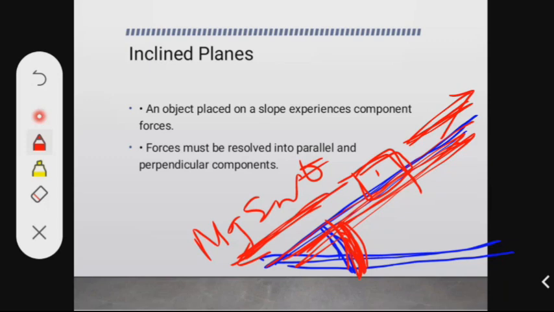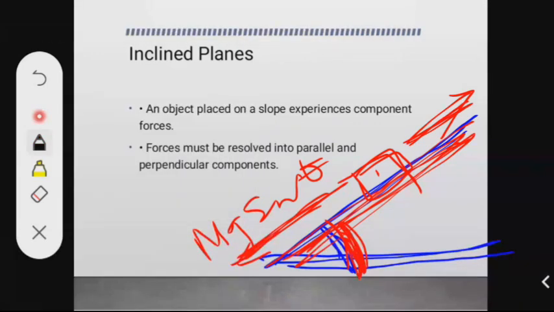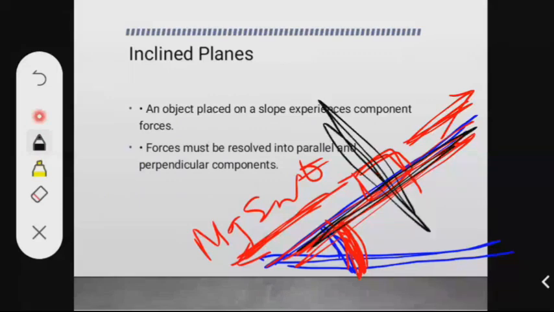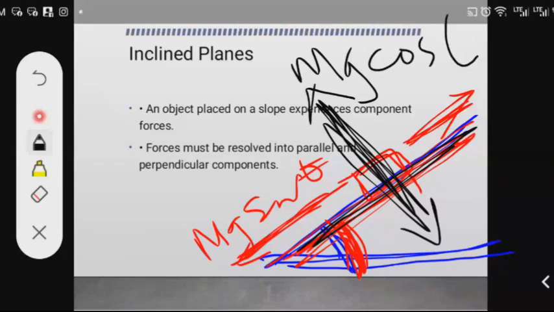Now, when the force is perpendicular to the inclined plane, what I mean by perpendicular is this: this is the inclined plane, but now the force is acting at 90 degrees to the inclined plane. The force acting at 90 degrees, either upwards or in this direction, is going to be mg cos theta.